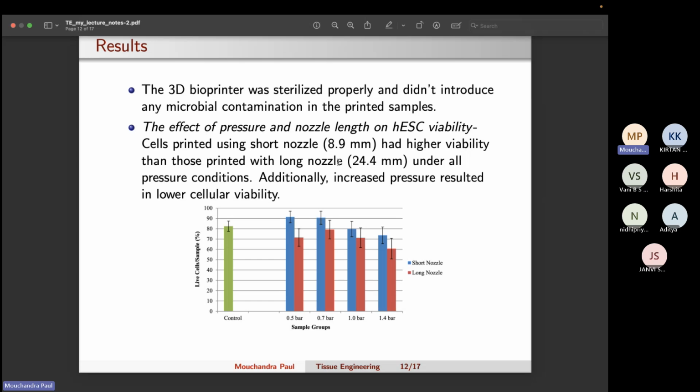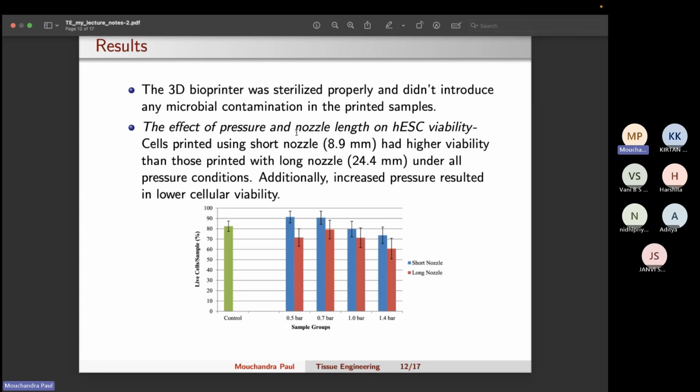So why did they do this test? They did it because if you increase the pressure, the cells will experience more shear stress. Because of this the cell wall will burst and they will die. So studying the effect of pressure is important. Also, if the nozzle length is longer, then the distance for which the cell has to experience that shear from the wall of the nozzle becomes more.